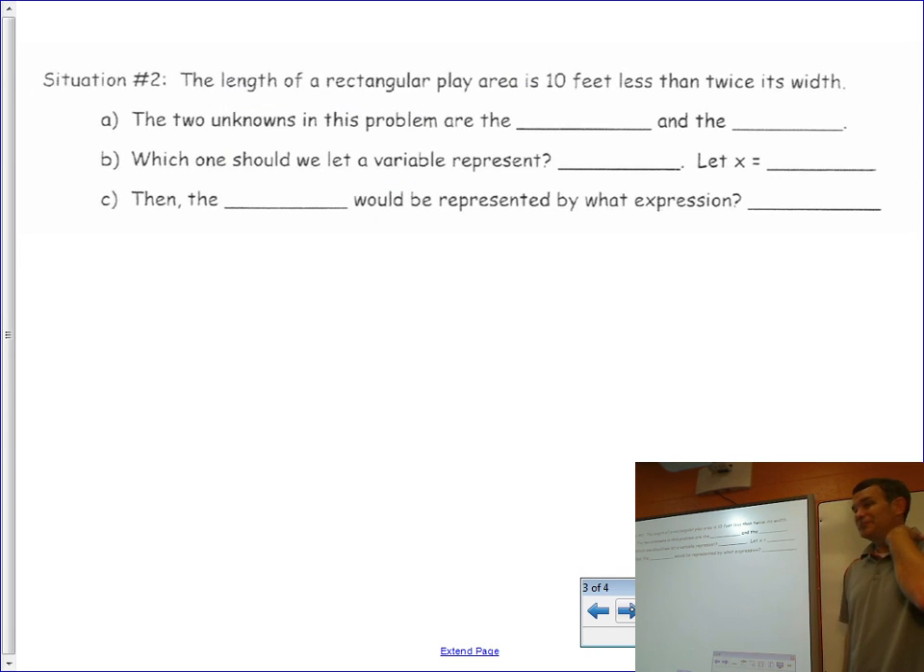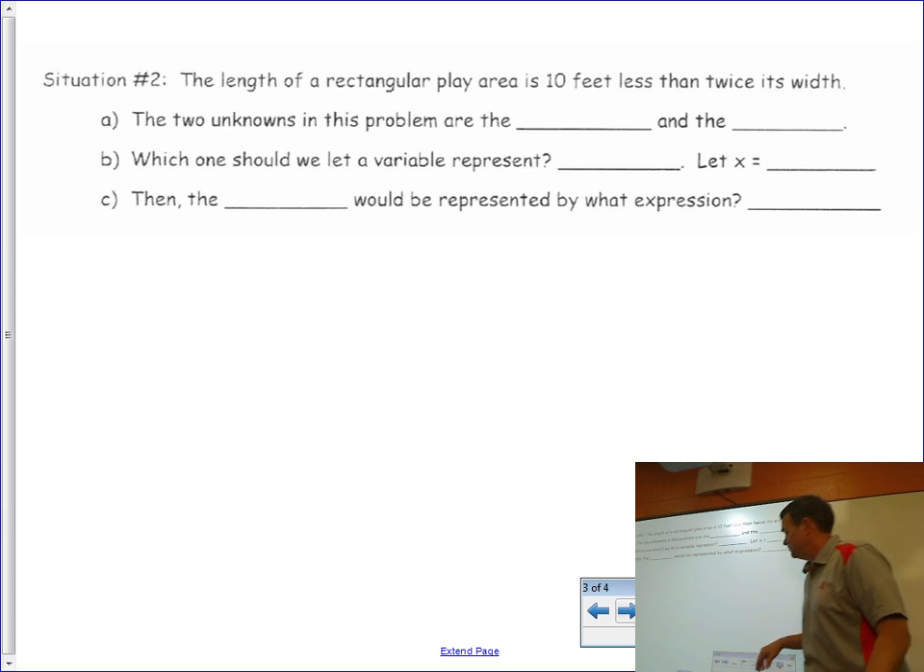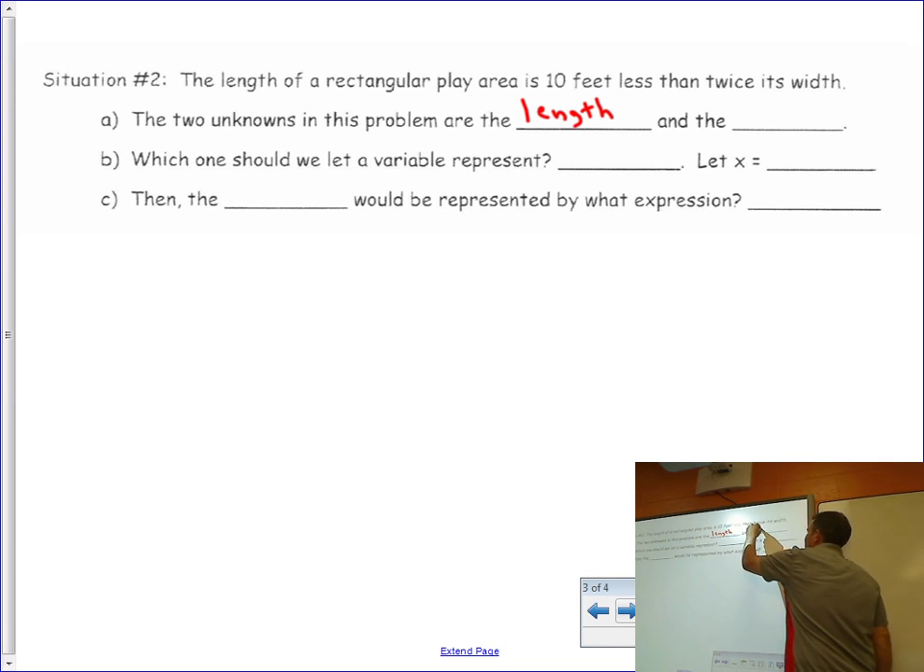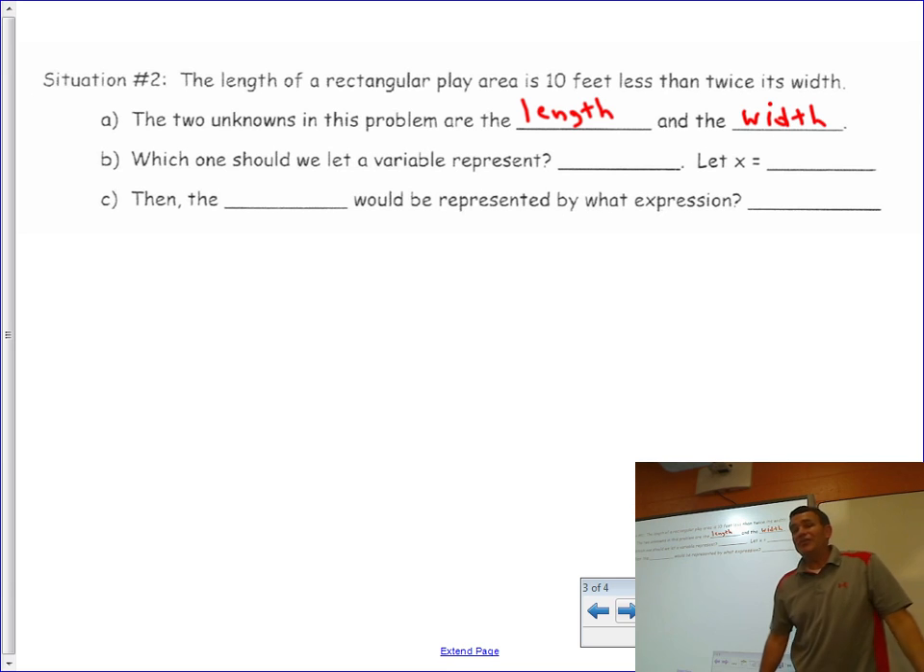Here we go. Let's do some tougher ones. It says the length of a rectangular play area is 10 feet less than twice its width. This problem has two unknowns in it. Do you know what they are? The two unknowns in this problem are the length and the width. So now I've got a decision to make. I'm always going to have x represent one of the unknowns.